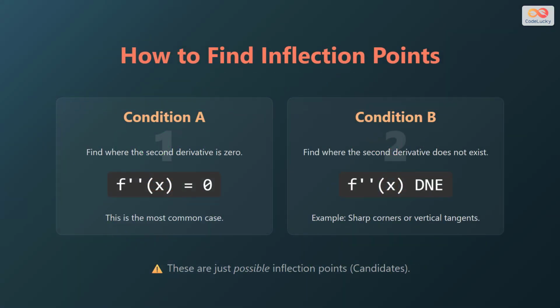To find these points mathematically, we start by looking for candidates. We do this by calculating the second derivative and setting it equal to 0. We also look for places where it might be undefined. These x values are your potential inflection points.